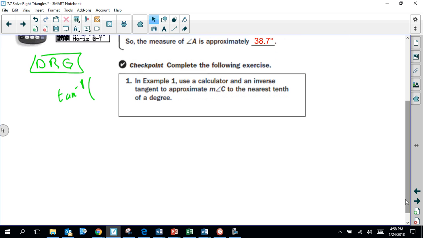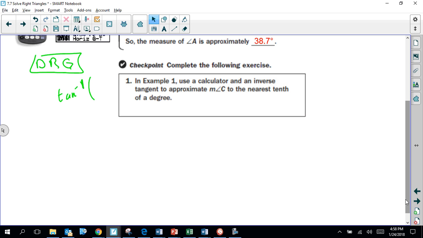So here, at the checkpoint question, go ahead and pause the video and answer this question on your own. Use trigonometry to find it based on what it's telling you to do, and find your answer for the missing angle. When you're ready, go ahead and hit play again and see how your answers look compared to mine.